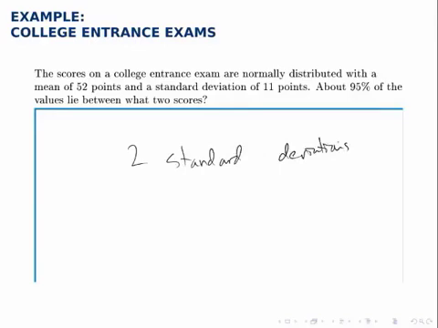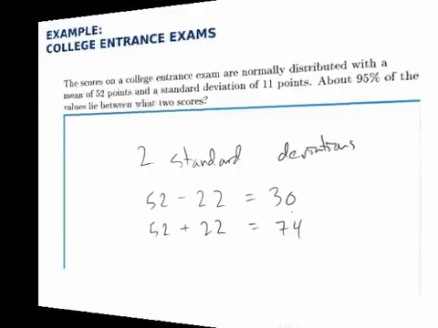Since 1 standard deviation is 11 points, 2 standard deviations is 22 points, twice that. So 52 minus that and 52 plus that will form the boundaries of this range that includes 95% of the data. Therefore, we decide that 95% of the values lie between 30 and 74.